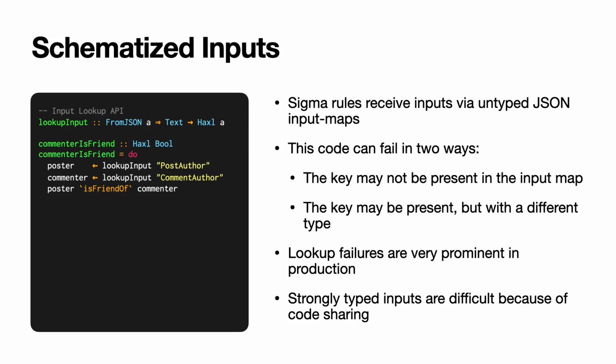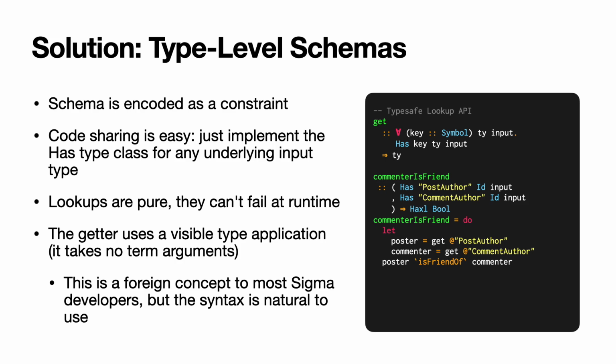Strongly typed inputs are also difficult because of code sharing. Many rules which take different inputs need to be able to share common helper functions, which take some subset of the inputs of all of the rules that use them. In order to support input lookups in a type-safe way, we encode the schema of the function as a constraint. This makes code sharing easy. Each rule has its own strongly typed input, but by implementing the Has type class for all the input keys, we can overlay a schema on top of this strongly typed input, which allows us to share code. Note that the type-safe lookup API is pure because it cannot fail at runtime.